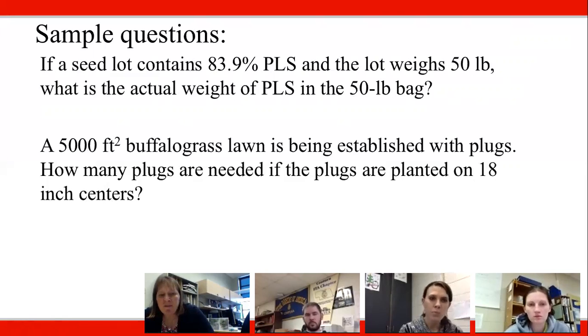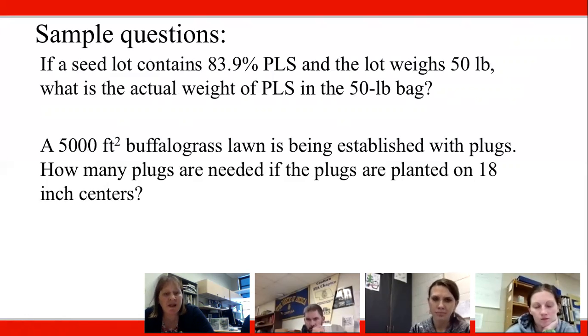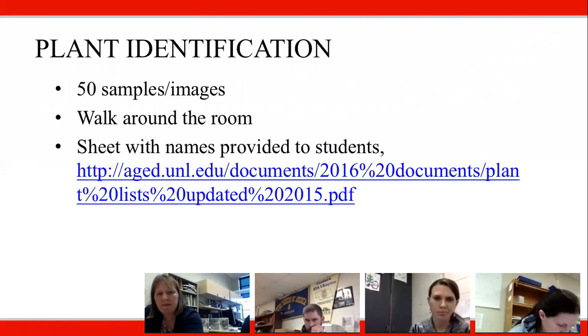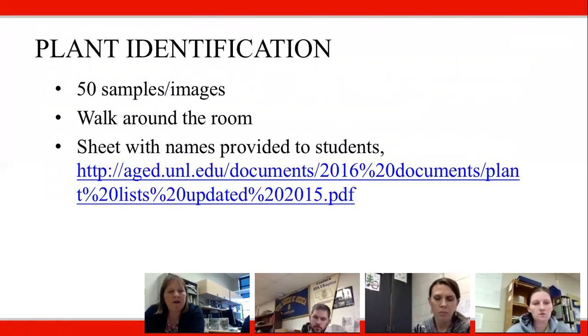So just some more examples. We looked at pure live seed. We looked at plugging, so figuring out how many plugs you need, whether it's buffalo grass plugs, or if you're looking at perennial or annual flowers, how many of those flowers do you need to fill a landscape bed? So, questions about that area?